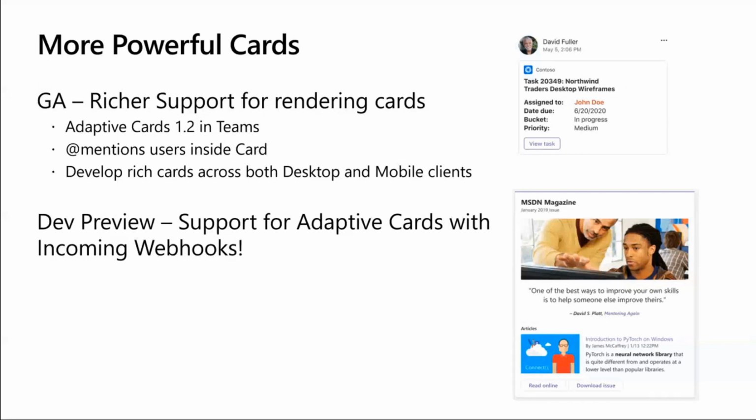This is just a few things that we've had over the past 2-3 months. Firstly, we've got adaptive cards 1.2 GA support in Teams finally. The second thing we've got is add mention support inside cards.